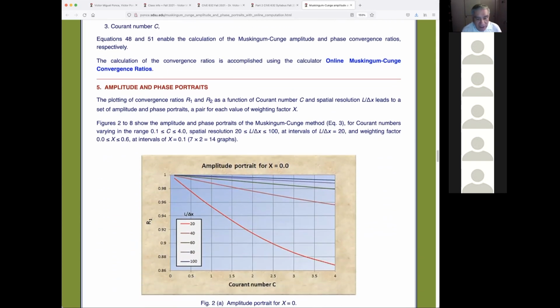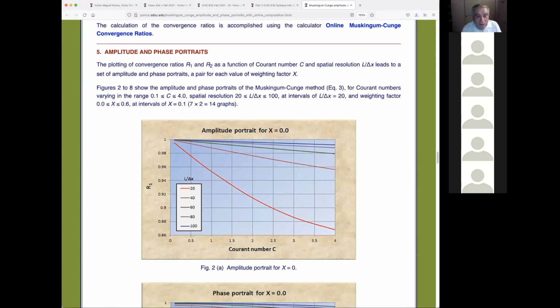Amplitude and phase portraits. Now we plot the convergence ratios as a function of Courant number and spatial resolution, which leads to a set of amplitude and phase portraits. Now, Ponce did this, by the way, but he did it in a mistaken way. He wasn't using Courant number. He was using R, which is only part of the Courant number. At any rate, we felt that since we came after him, we did a better job.